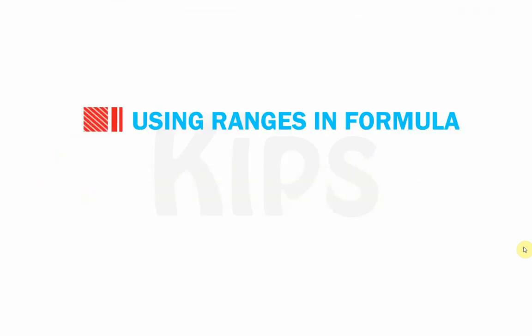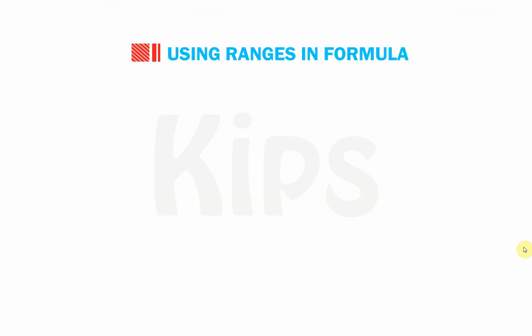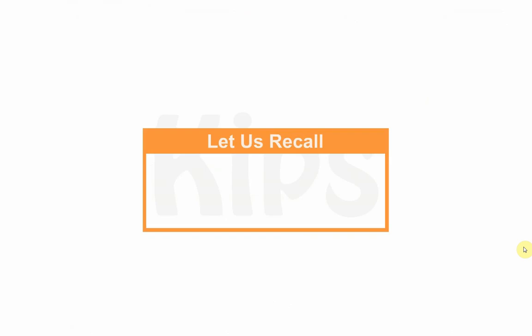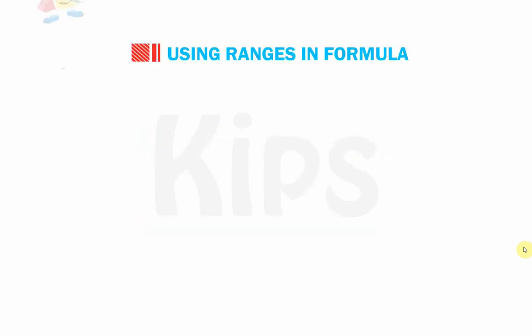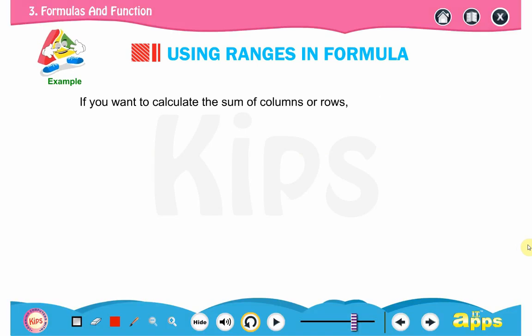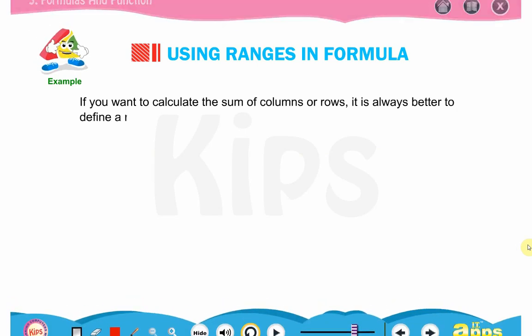Okay, let us now learn how to use ranges in formula. You can assign multiple cells to a formula by creating a reference or a range. Ranges save a lot of time. I hope you can recall that range is a rectangular area consisting of group of cells adjacent to each other. It can be an entire worksheet as well. For example, if you want to calculate the sum of columns or rows, it is always better to define a range.